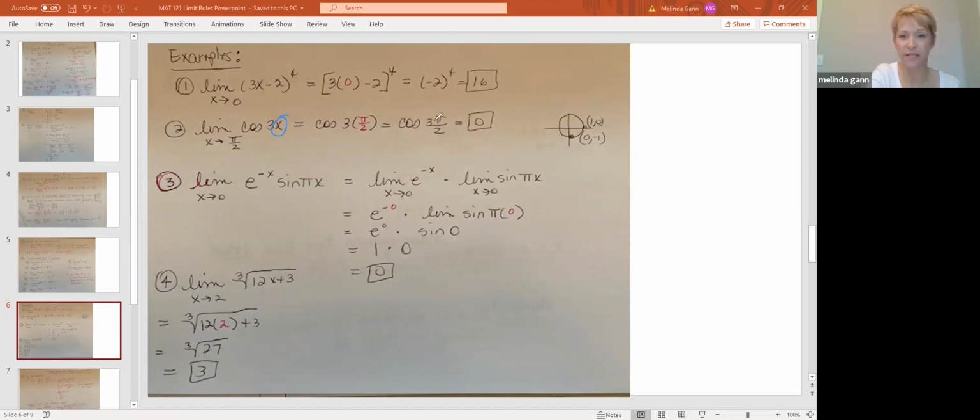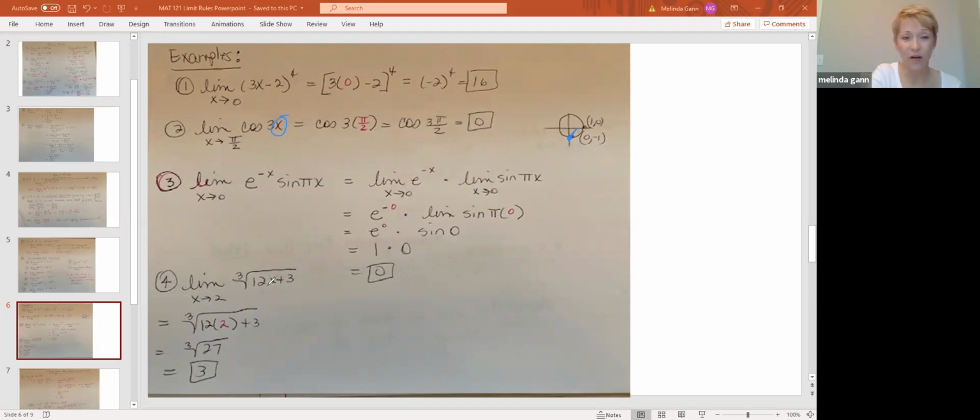Remember, that's 270 degrees. So on your unit circle, 270 degrees would be down here. So that'd be the point (0, -1). Remember, cosine is your x coordinate. So your x coordinate right there is 0. So your answer is 0.